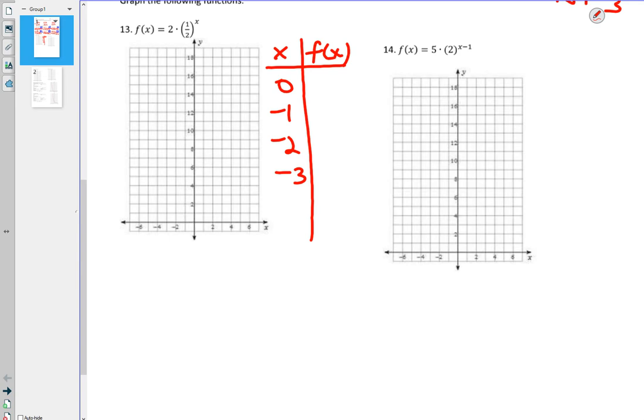When you come up with these points, all you want to do is take the base to these numbers. Nothing else. No transformations. What's the base here? 1/2. So what's 1/2 to the 0 power? 1. What's 1/2 to the negative 1 power? It's just 2, good. What's 1/2 to the negative 2 power? 4, good. What's 1/2 to the negative 3 power?